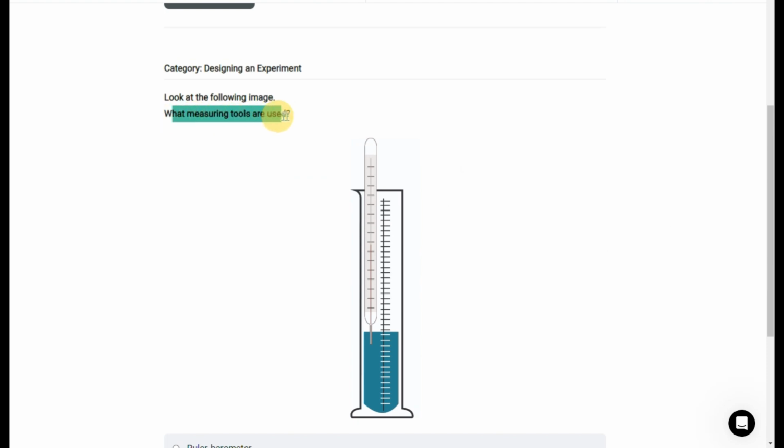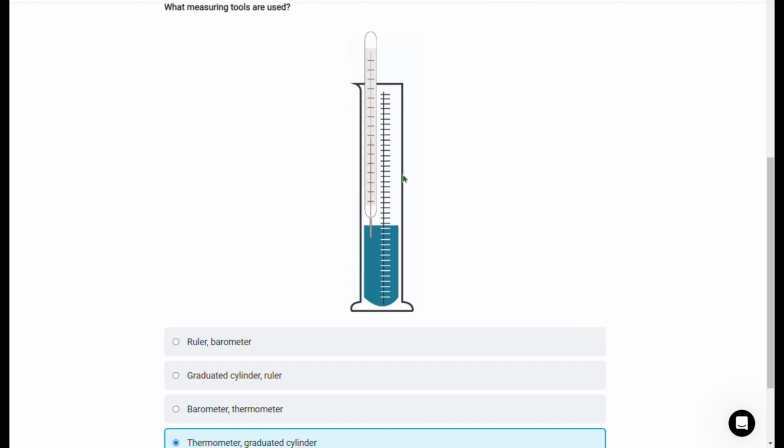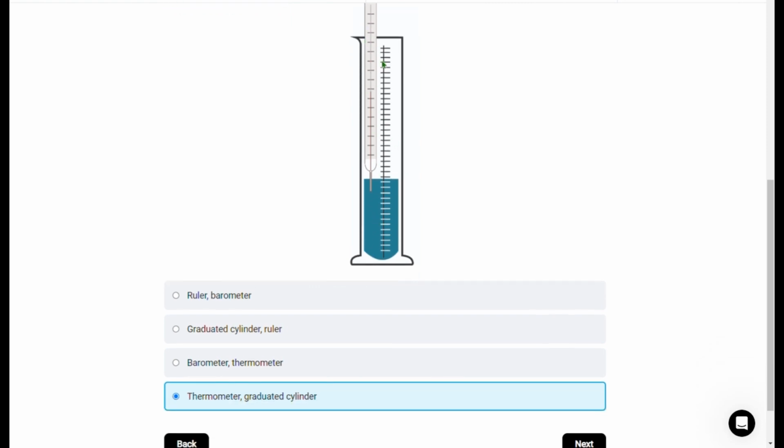Next, what measuring tools are being used? We can see here that there's some large tube holding a liquid with what we can assume to be measuring marks, and there's a smaller tube with larger marks and a red substance. We can probably assume that this smaller tube here is a thermometer, which is used to test the temperature of a certain substance. It is being suspended in a larger vessel here, which would be a graduated cylinder, so this would be the correct answer.